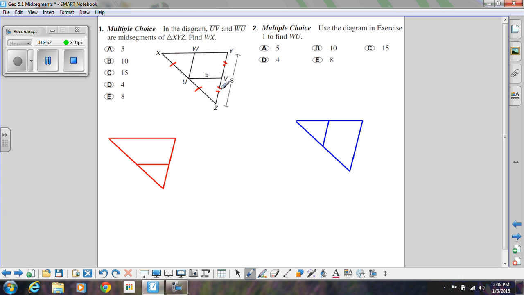And then it also says that WU is a midsegment. So we already said that U is a midpoint, but we need to also say that W is a midpoint.